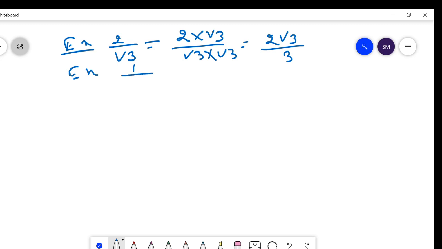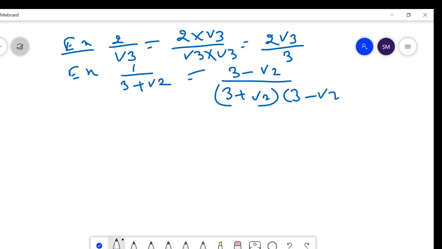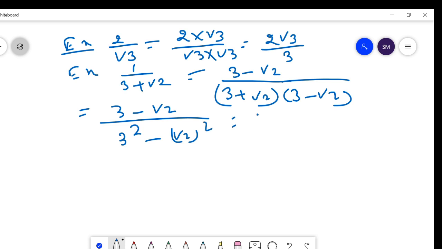More example. 1 upon 3 plus root 2. Here the denominator is an irrational number. To make it rational number, multiply 3 minus root 2 in numerator and multiply 3 minus root 2 at the denominator. Then at the denominator, a plus b into a minus b. Then what is? This is a square minus b square. Then at the numerator, 3 minus root 2. 3 square 9 minus root 2 square 2. Then 3 minus root 2 upon 7.